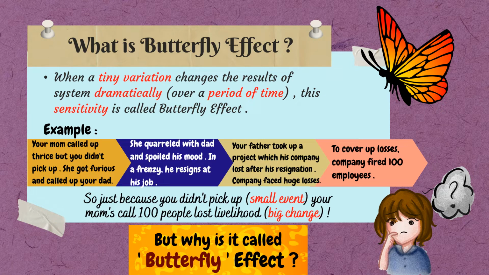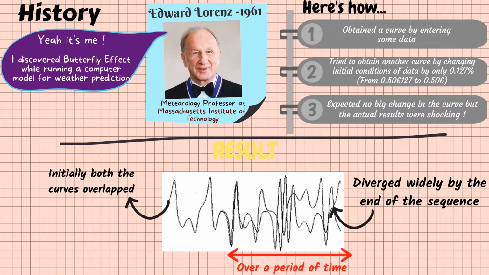But why is it called butterfly effect? What does a butterfly have to do with this? Let's understand this, but let's know the history. It was discovered by Edward Lorenz in 1961, who was a meteorology professor. He basically ran a computer model for weather prediction, and he put in some input and got some output related to the weather. So by entering some data, he obtained a curve.